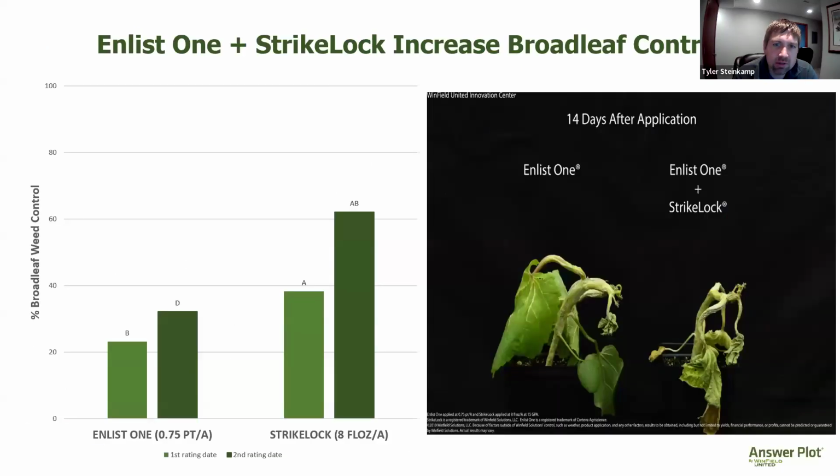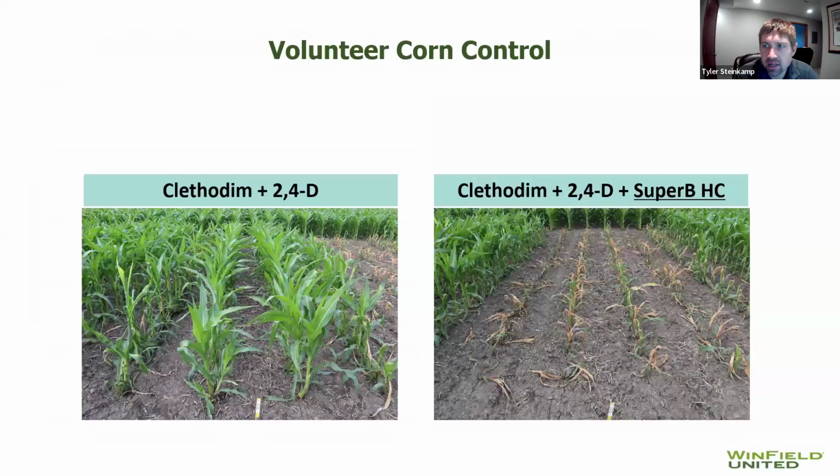So just to do some comparisons, this is really what the oil is helping you do. It's helping you get better penetration into the leaf surface so that we can get better activity out of the herbicide. Here's an example with Enlist 1 and Strike Lock. Here's a good example with Superb and Clethodim. Really, it's just adding that next level of control.